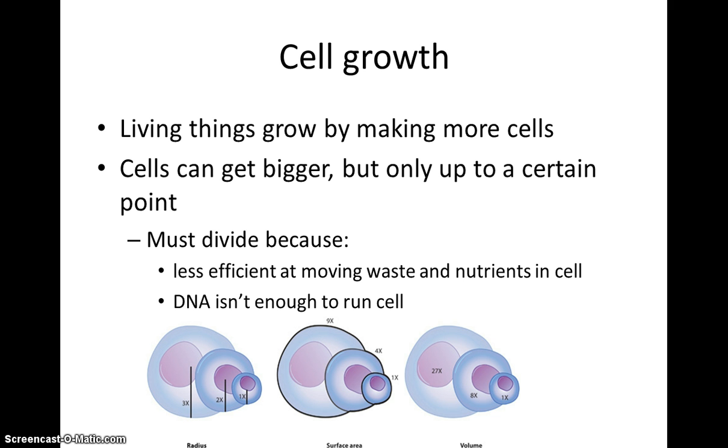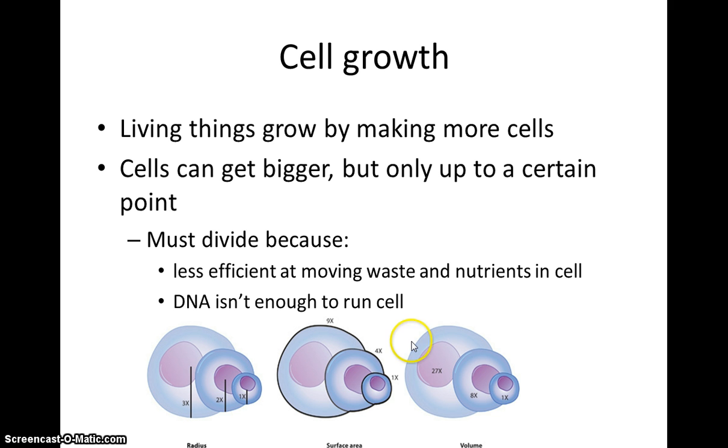become 2 cells. And this happens because as cells get bigger, their surface area is also increasing, but it's going to increase at a much smaller rate than the volume inside is increasing. So what this is going to cause is some real problems in the cell in terms of moving waste and nutrients around.